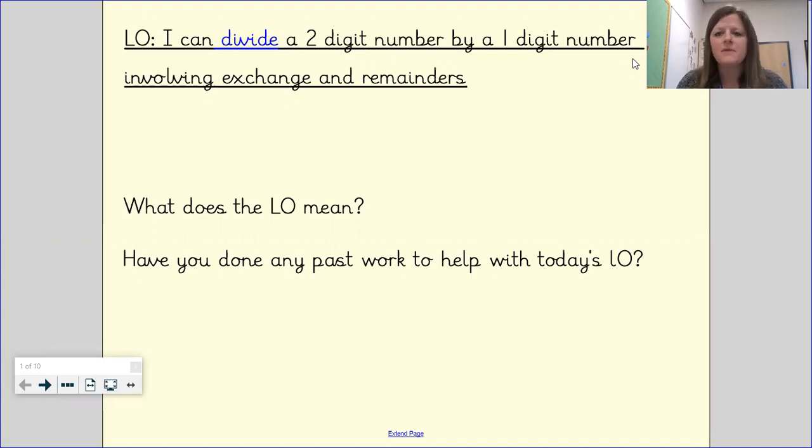Today's maths, we're carrying on obviously with division, and today's learning objective is I can divide a 2-digit number by a 1-digit number that involves exchange and remainders. So let's have a look at that LO.